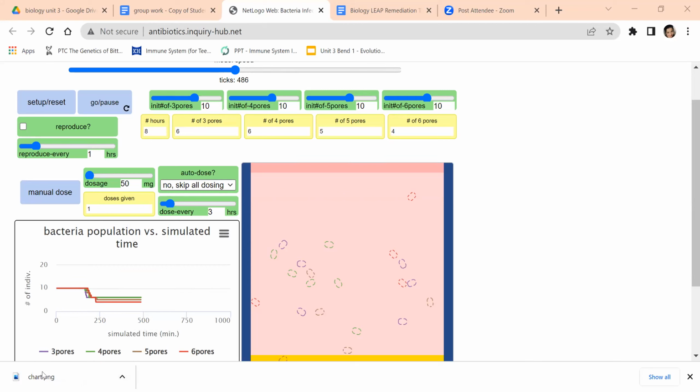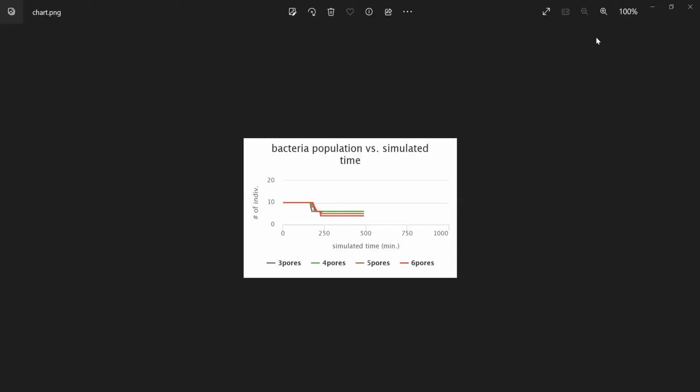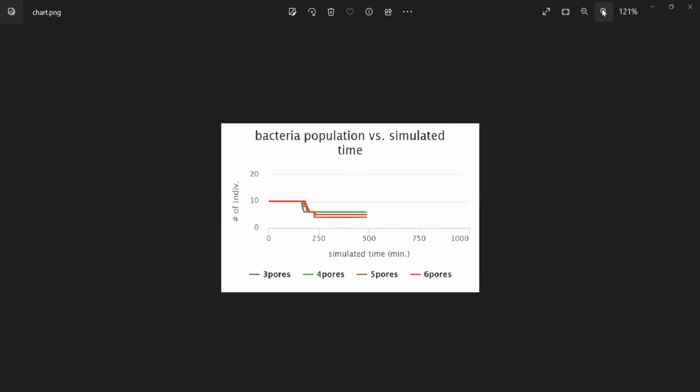And I'm going to probably have to switch share. Let me start the share again. There we go. Okay, so here's our graph. Let me make it a little bigger.